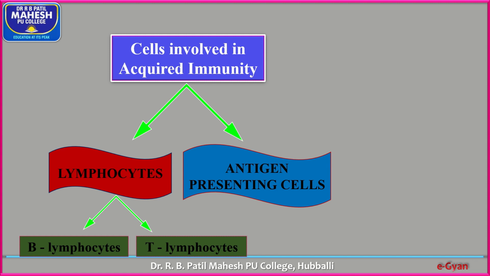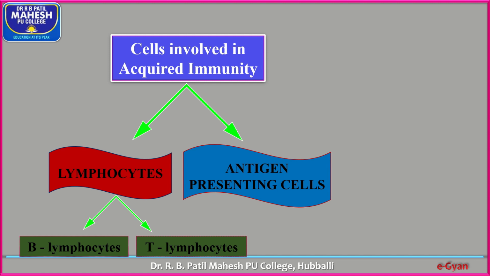So what is the role of antigen presenting cells? Every antigen is processed by antigen presenting cells. And you already know that there are three different types of antigen presenting cells. One is macrophages, the second one is B lymphocytes. The processed antigen is presented on the surface of these cells.